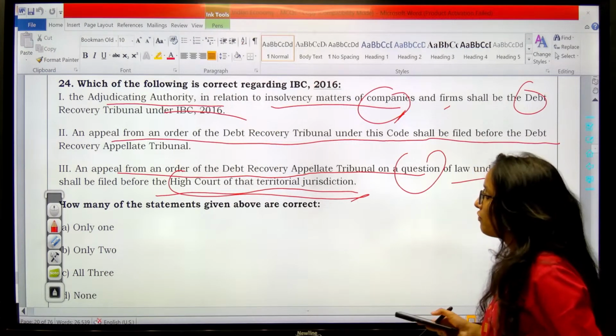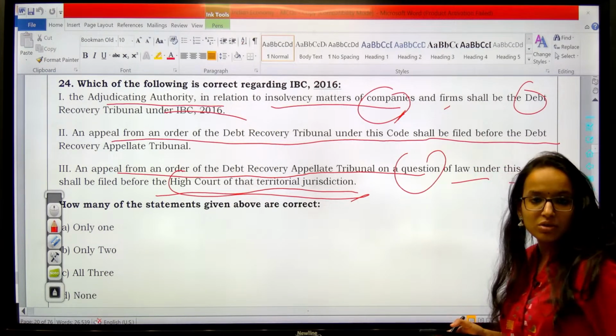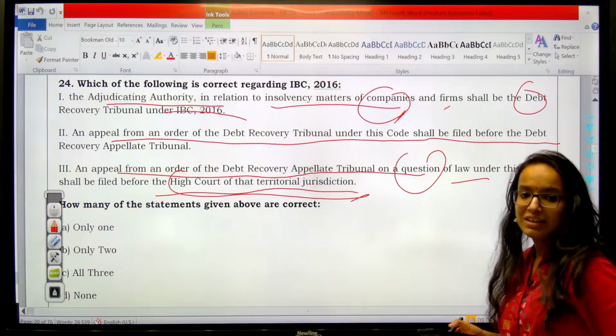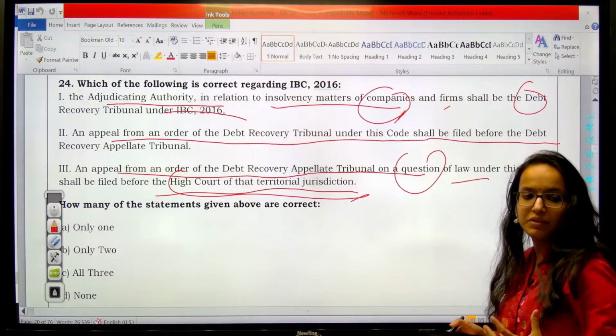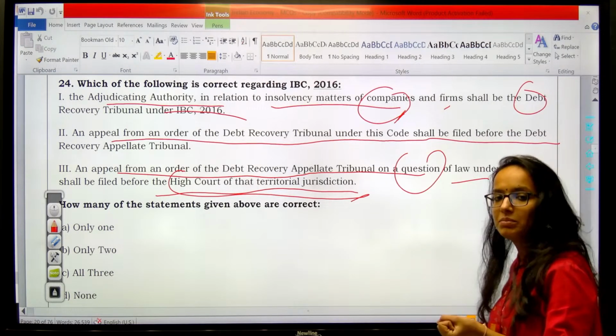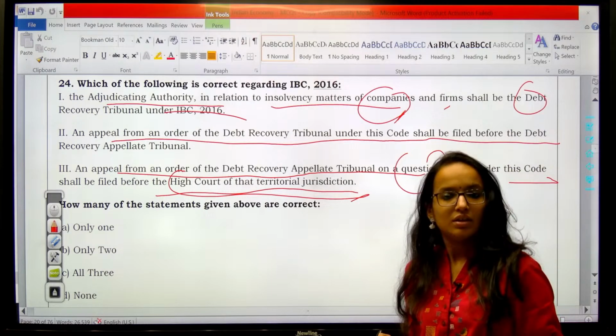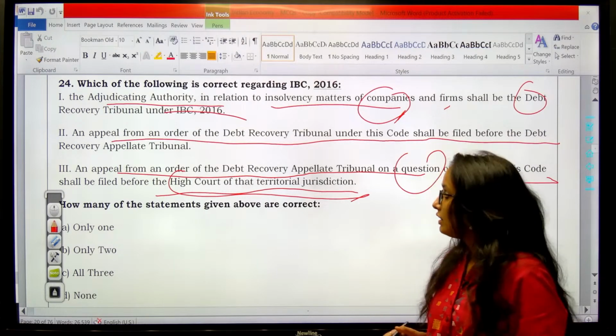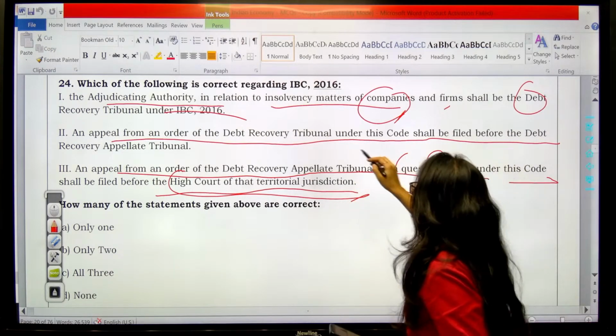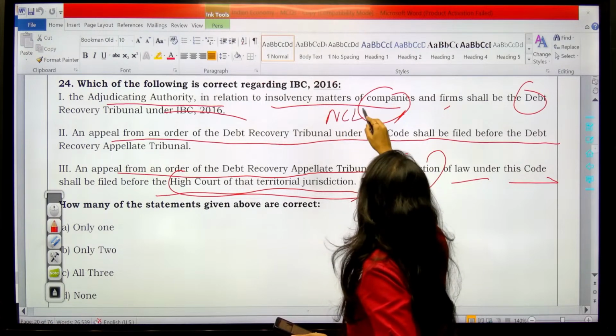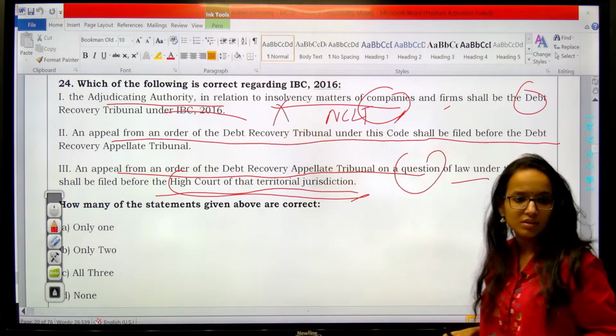Okay, so see, first statement, adjudicating authority for companies is not DRT. Debt Recovery Tribunal, as I told you, takes up the cases of individuals, right? Individuals. The companies' cases will be taken up by National Company Law Tribunal. So this is wrong.